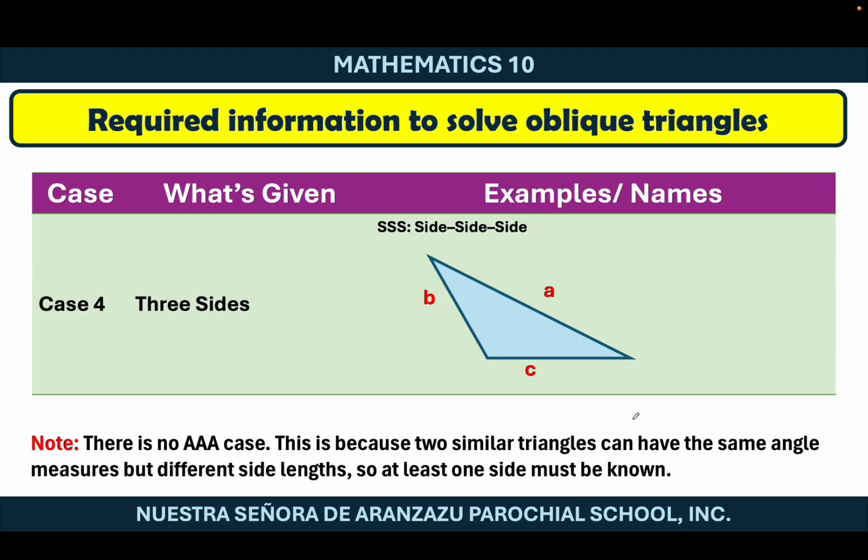Next, three sides are given. There is no angle given, only the three sides, which is the SSS case. Now, as we can see on the following cases, there is no AAA case because two similar triangles can have the same angle measures but different side lengths. So, at least one side must be known.